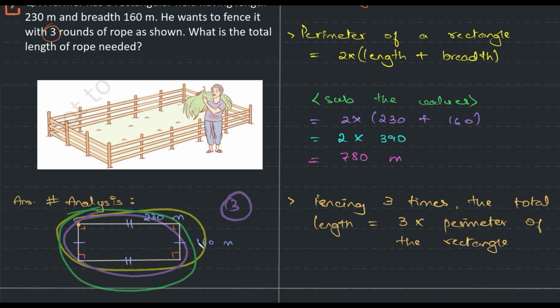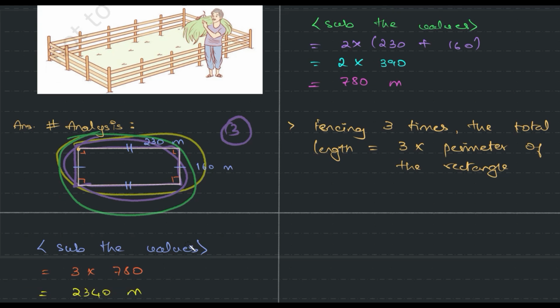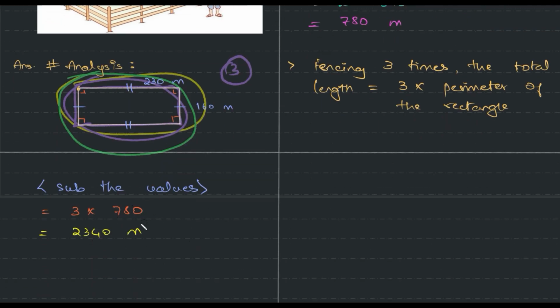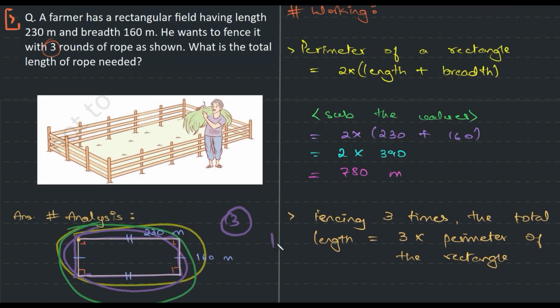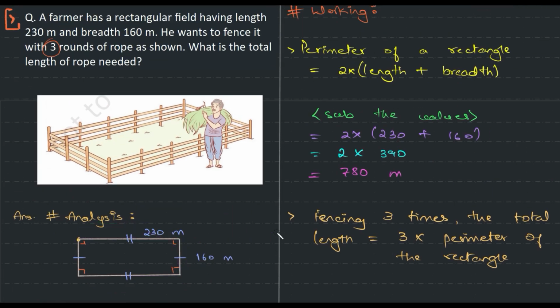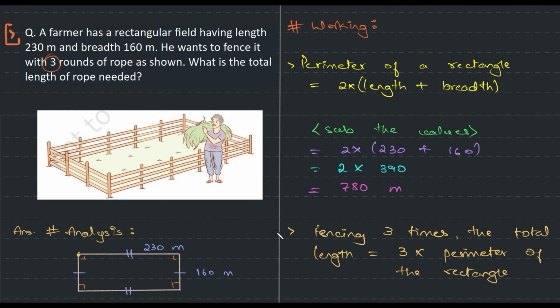If I'm going around a fence or a field 3 times, means whatever happens for the first time has to be added 3 times. Like 2 plus 2 plus 2. Or if not, 3 into 2. So that's all you are doing, 3 times the perimeter of the given structure. And that happens to be 780. 3 times 780 is 2340. And that's the funda. Okay. So you can pause. Have a look.